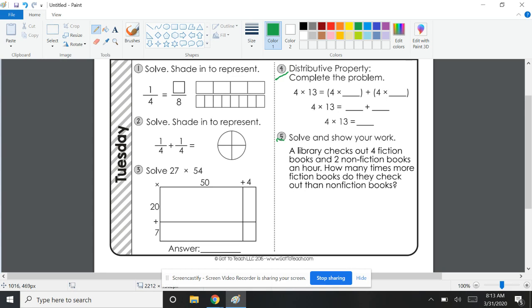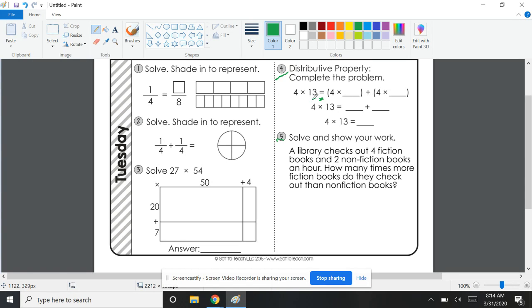Remember, with distributive property, we want to think about this equal sign here, and whatever's on one side of the equal sign has to equal whatever's on the other side. Keeping that in mind, we're going to look at 4 times 13 on this side. So whatever's on this side has to equal 4 times 13. What they started for us here is they took this 4, because we're going to multiply this 4 13 times. So they put it right here.